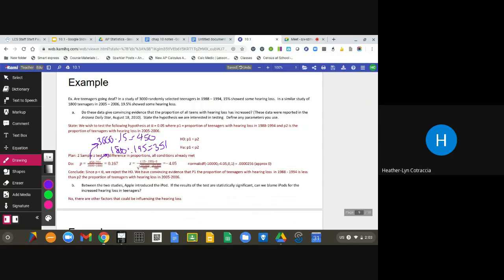So you just take the proportions. It's the same thing, the n times the p. You've actually already found that. And then that's over the sample size, so 3,000 and 1,800. Just make sure you remember your order of operations. That gave me that P combined.